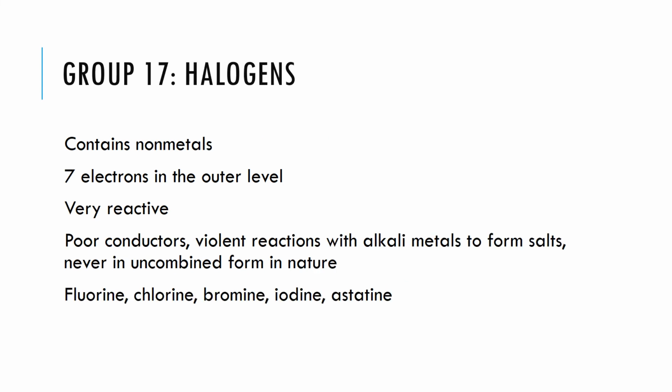Group 17 is our halogens. So these are all nonmetals. And they have 7 electrons in the outer level, so this makes them very reactive. This is our most reactive nonmetals. If you remember talking about periodic trends, we had our reactivity increasing as we went to the right for the nonmetals. So it's the opposite of the metals. So these are our most reactive.